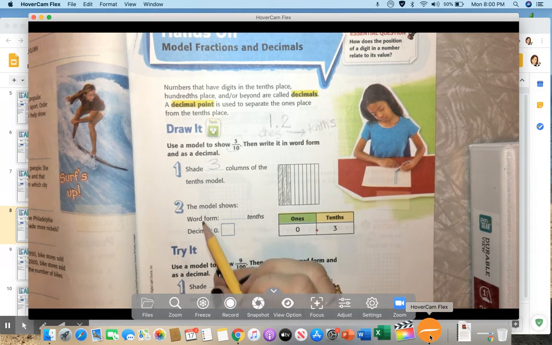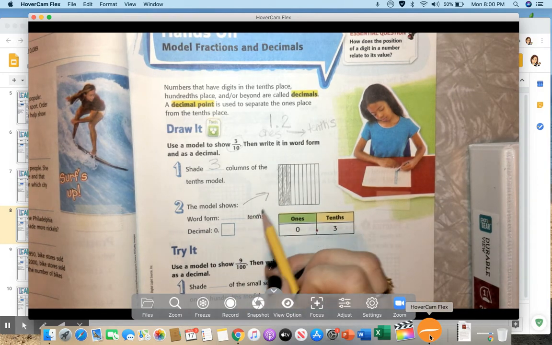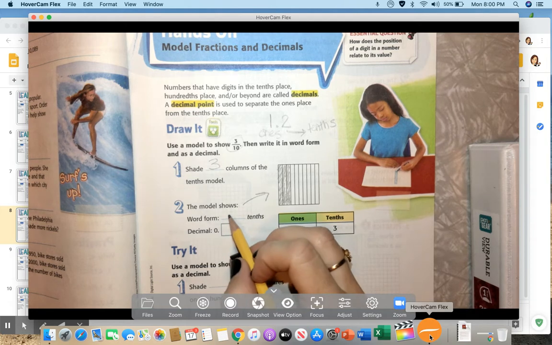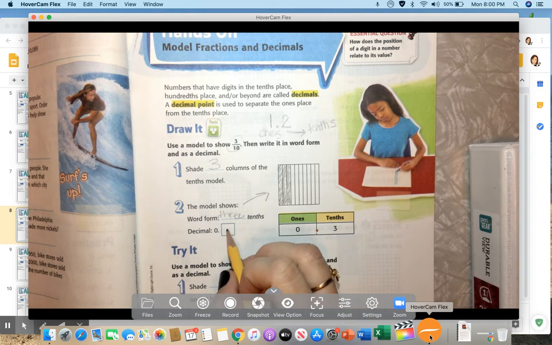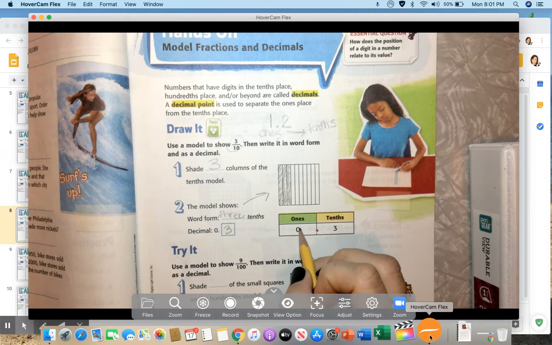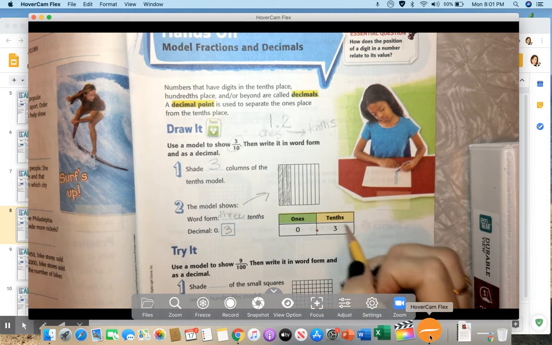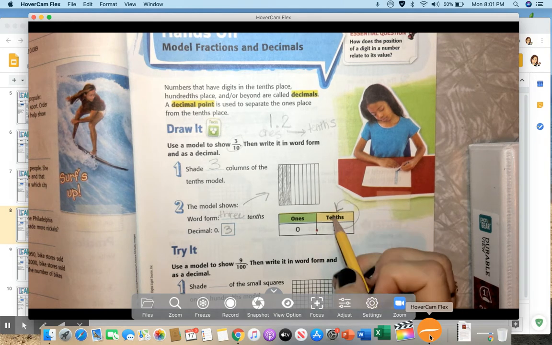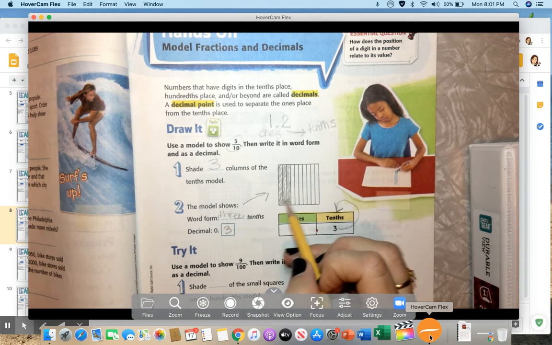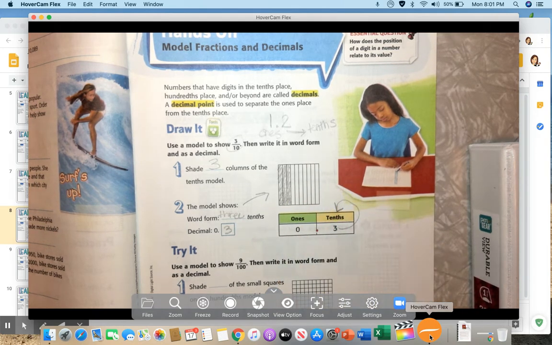Okay. This model, so now that we drew it, this model in word form shows 3/10. In decimal form, it's 0 and 3/10. So, right, that's what we have here, 0.3. Because it's 3 in the tenths, I can represent that as drawing 3 out of 10.